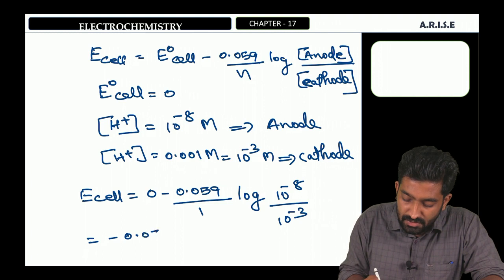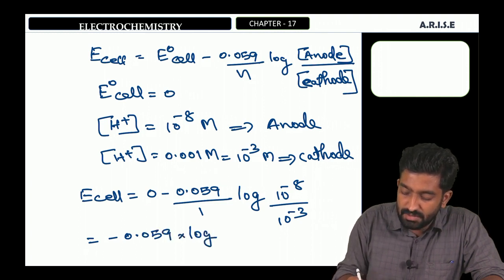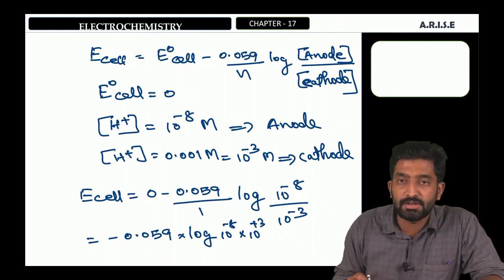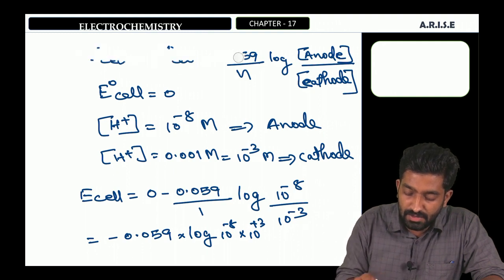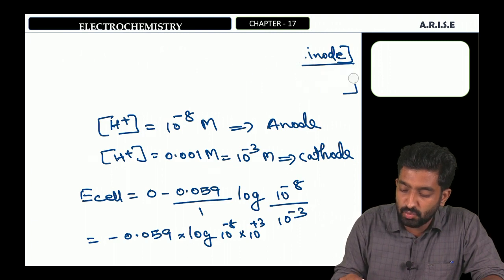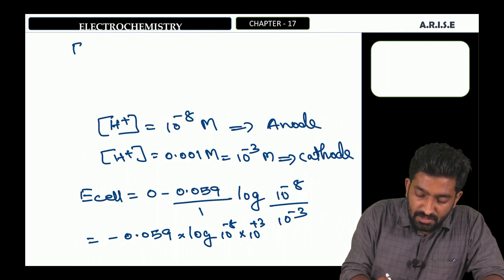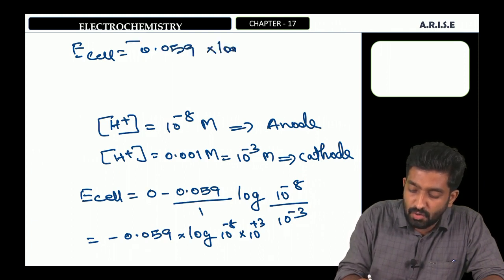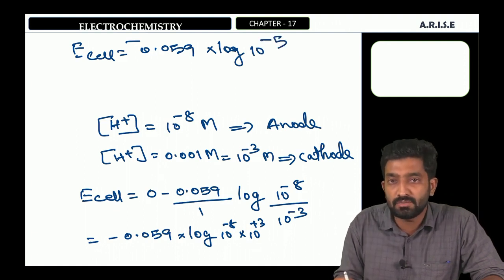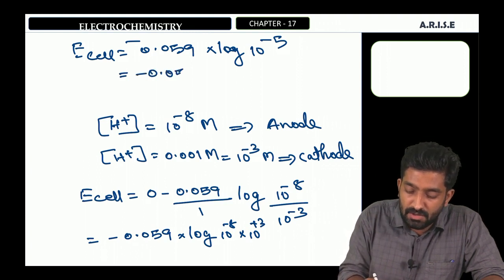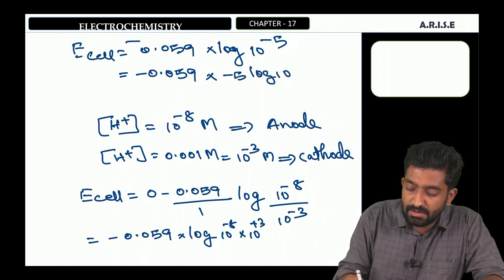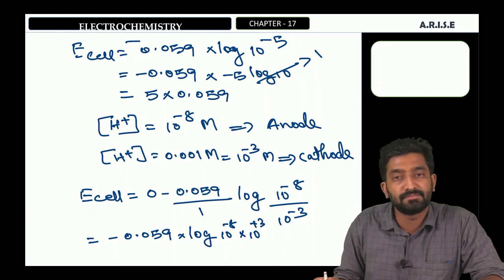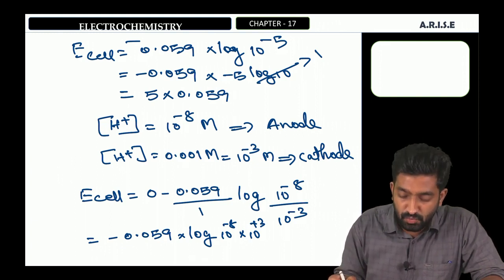And we will get minus 0.059 into log 10^-8 into 10^+3, and we will get 10^-5. That is E cell equals 0.059 into log 10^-5. Log A raised to B is B log A. Therefore, we can write minus 0.059 into -5 log 10, and log 10 is equal to 1. Therefore, the final answer will be 5 into 0.059.